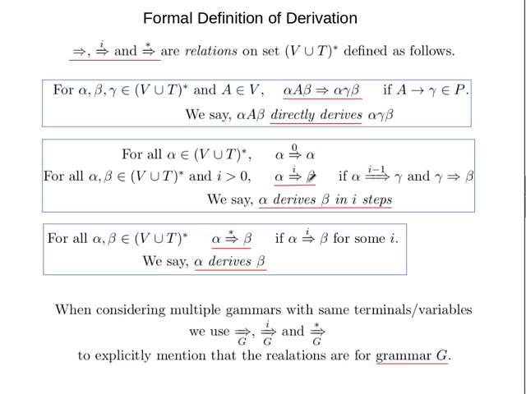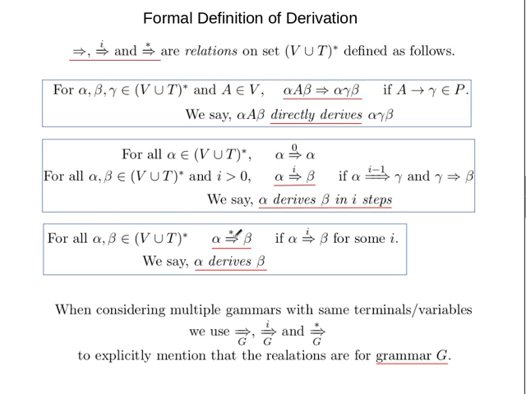And then for I greater than 0, how do we define this? So this is true if this alpha derives gamma in I minus 1 steps, and then gamma derives beta. Okay, so this is just a recursive definition. So this together with this gives us a recursive definition of this relation. Okay, so we read this as alpha derives beta in I steps.